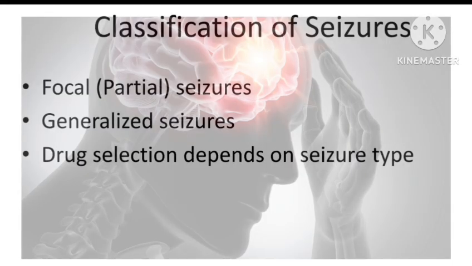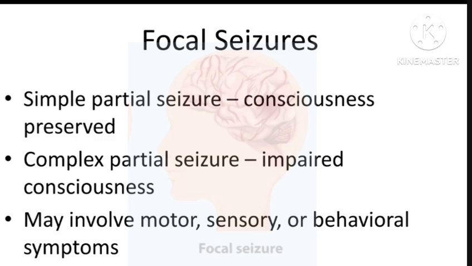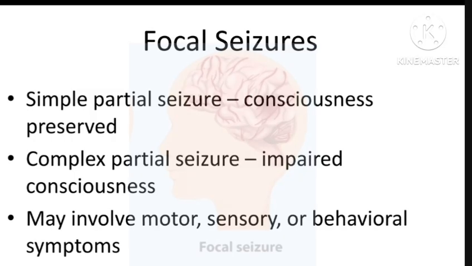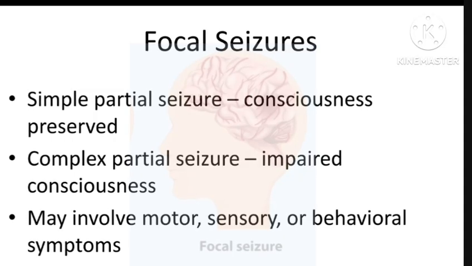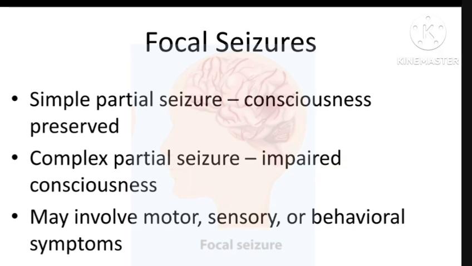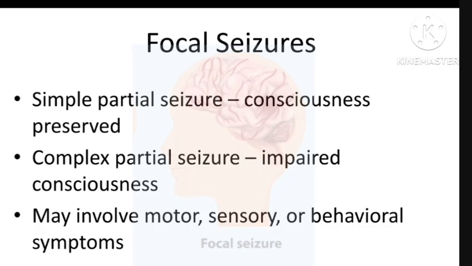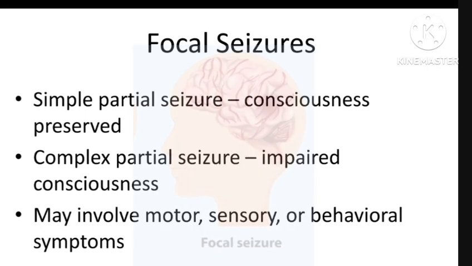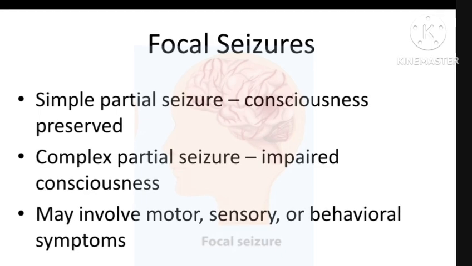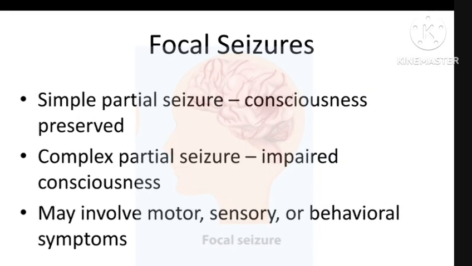First, focal seizure. The electrical discharge starts from one specific area of the brain. The symptoms depend on which area is affected. For example, motor cortex affected means abnormal movements. Sensory cortex affected means tingling sensation. Temporal lobe affected means strange emotions or hallucinations. In this, focal seizures can be of several types.